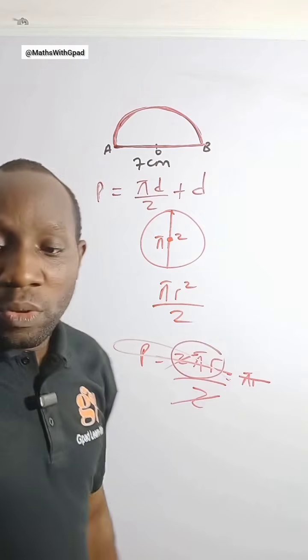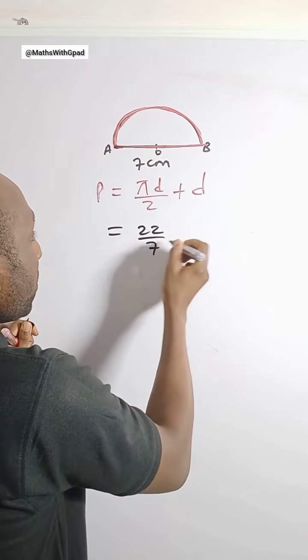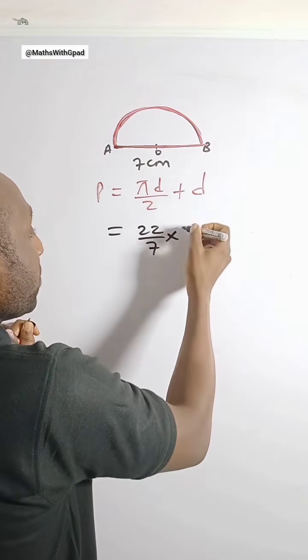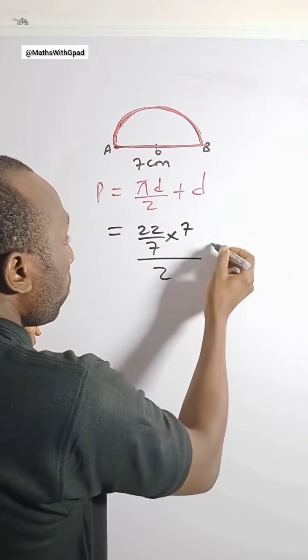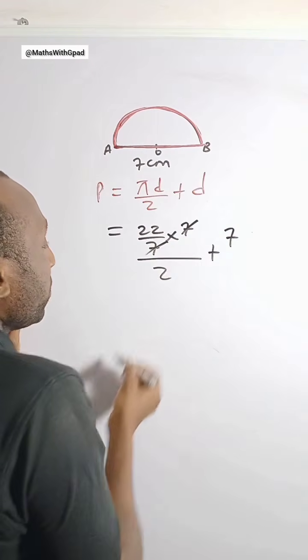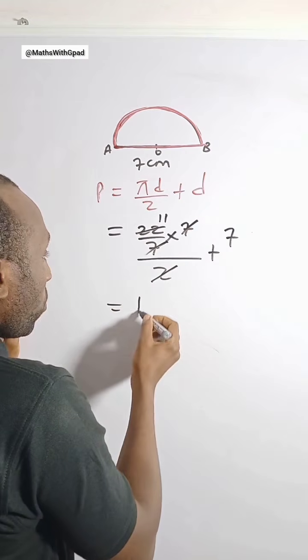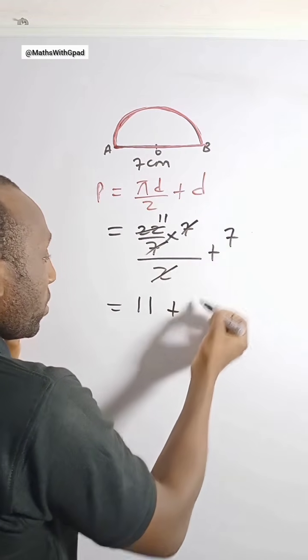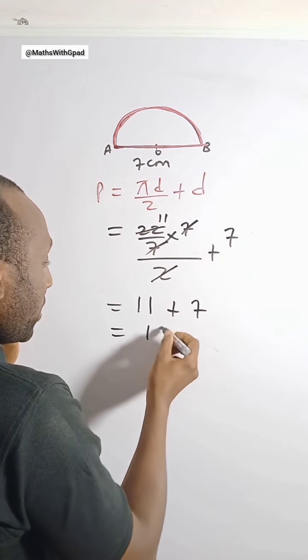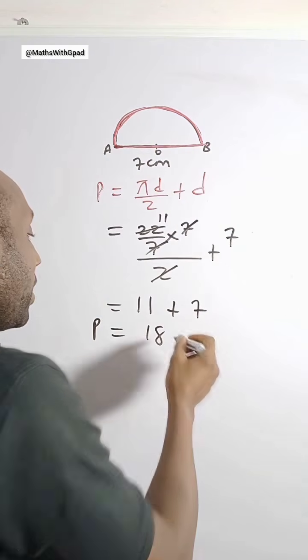First of all, let me get rid of all this. So pi d, what's pi? Let's take 22 over 7 as pi, times diameter, which is 7, as you can see here, over 2 plus diameter, which is 7. 7 cancels 7. 2 goes into 22 11 times. So what you have is 11 plus 7, and that's 18. So the perimeter of this semicircle is 18 centimeters.